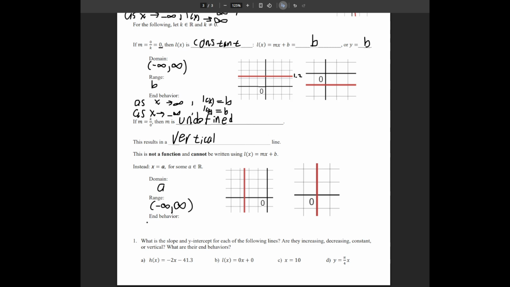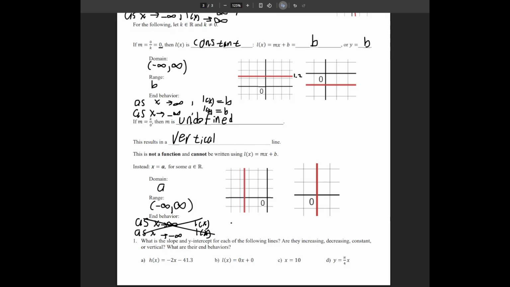All right, end behavior for this one is a bit trickier to define. Because if we go as x approaches infinity, well, your function's undefined. Nothing's happening here. So as x approaches negative infinity, same thing. Your function's, again, not doing anything. It's staying at this value right here. We can't define this end behavior in a normal way. So normally we would do as x goes to infinity, what's happening to L of x? As x goes to negative infinity, also what's happening to L of x? We can't do this here.